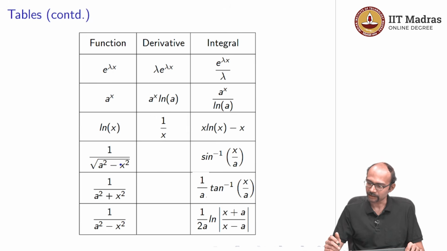But what is its integral? Its integral is something interesting. It is the inverse sine of x by a. So, sine inverse of x by a. And what is 1 over a squared plus x squared? What is the integral? So, the integral is 1 over a times inverse tangent of x by a. And how about 1 over a squared minus x squared? For that the integral is 1 over 2a times natural logarithm of x plus a divided by x minus a.